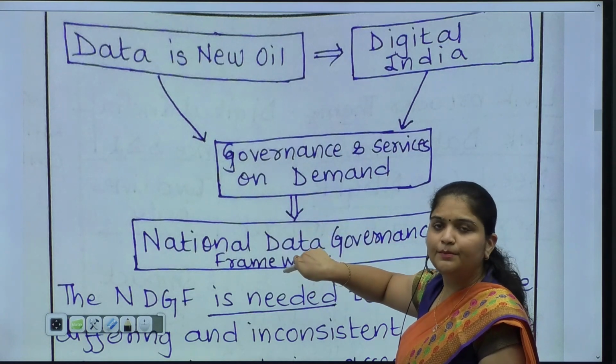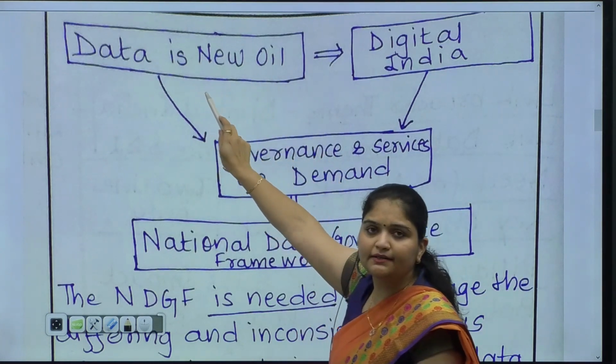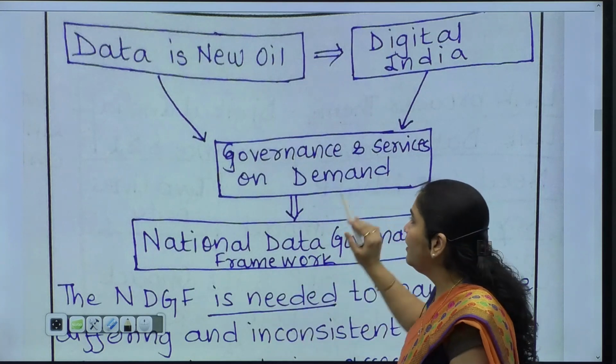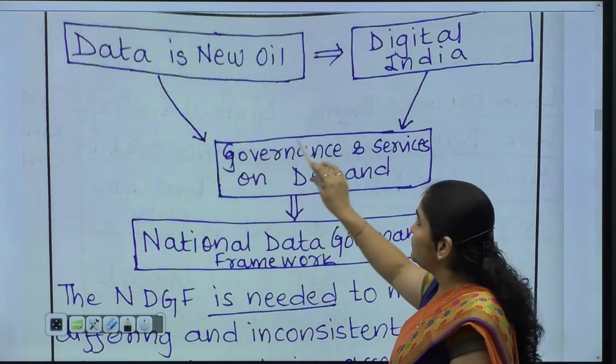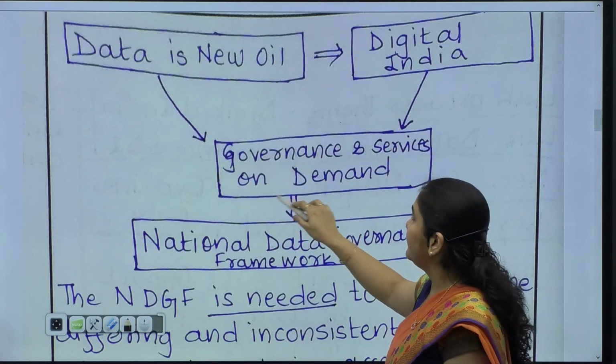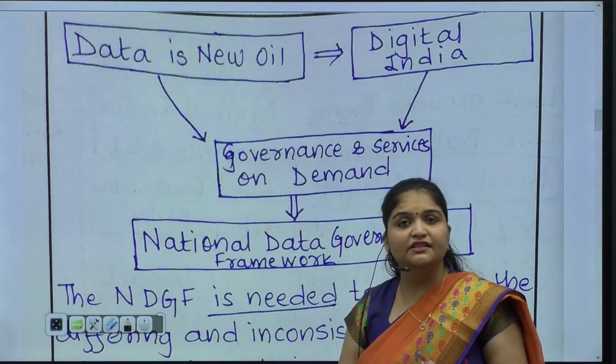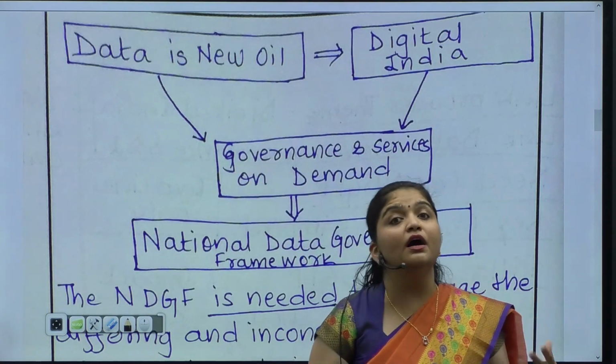Why is data so important? Data is so important because data is the new oil. And linking this data, linking Digital India, we are delivering the governance and services to people on demand.